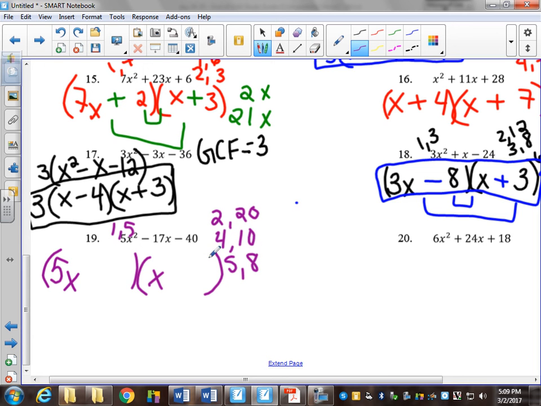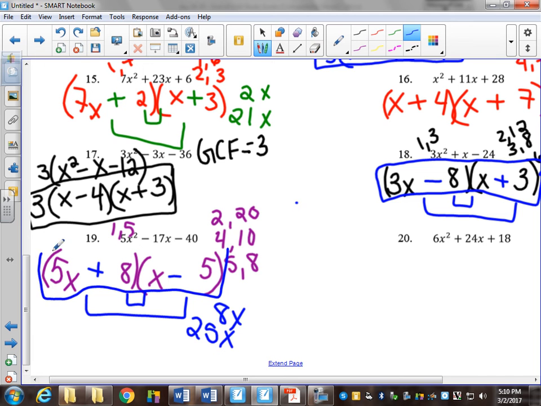To figure out which factor to choose so that it adds to a negative 17, let's try 5 and 8. 8x and 25x. Well, if we have a negative 25 and we add 8, we get a negative 17. So let's do that. And that's your answer. Because now we have a positive 8x minus 25x. That gives us a negative 17x.